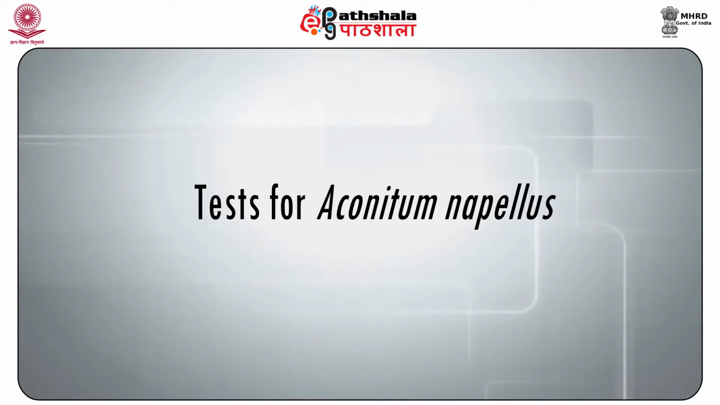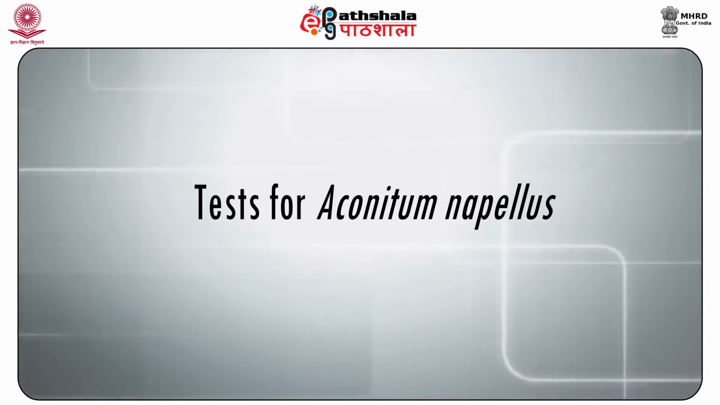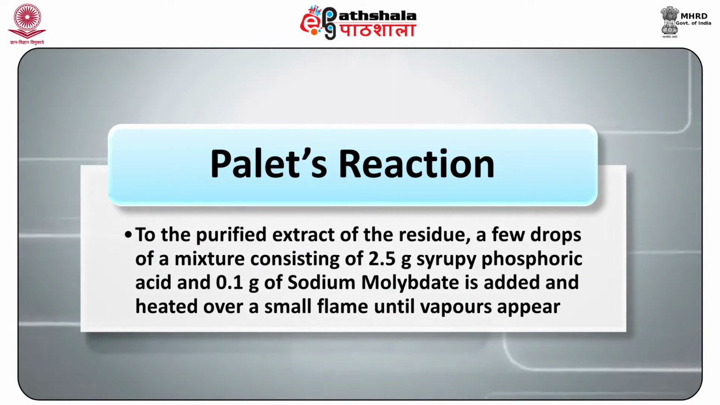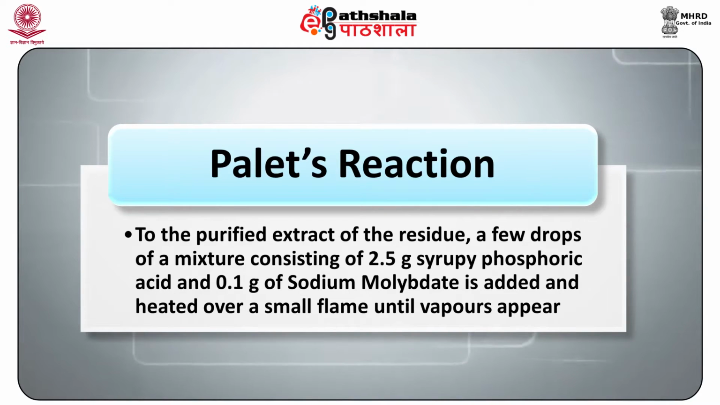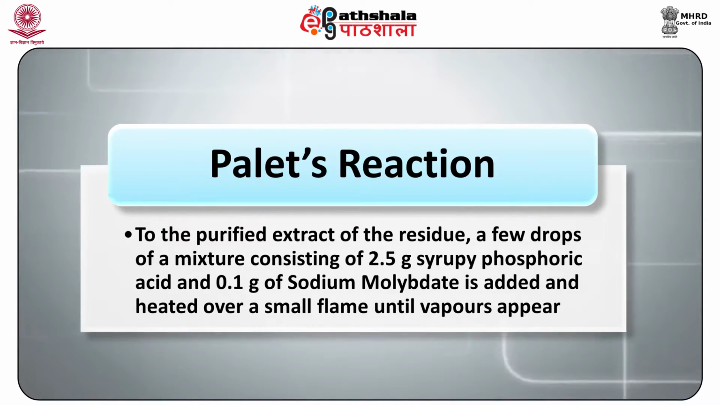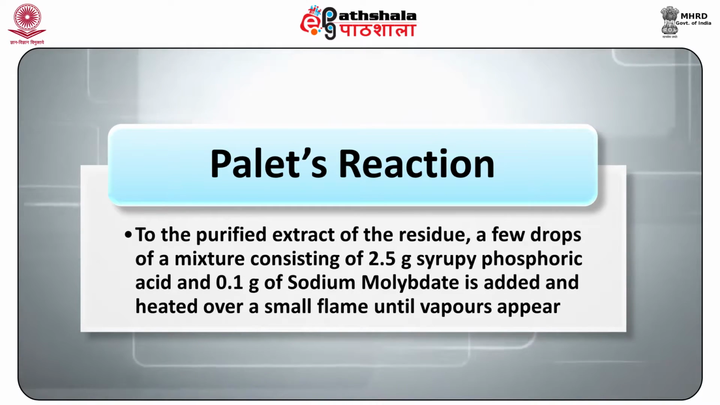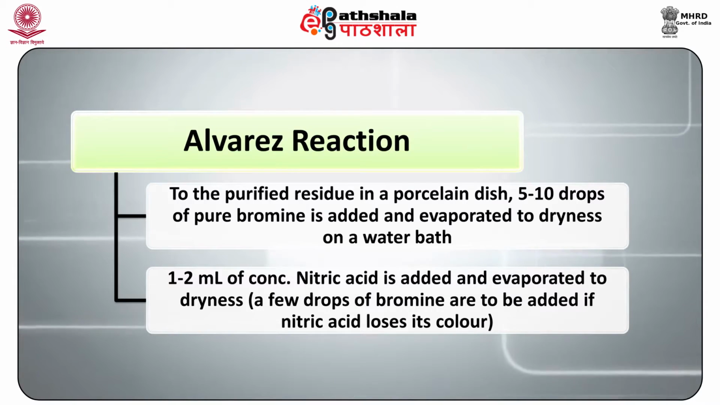Next, we'll study about the test for Aconitum napellus. First is the Pallet's reaction. To the purified extract of the residue, a few drops of a mixture containing 2.5 grams of syrupy phosphoric acid and 0.1 gram of sodium molybdate is added and heated over a small flame until vapors appear. A violet color develops.